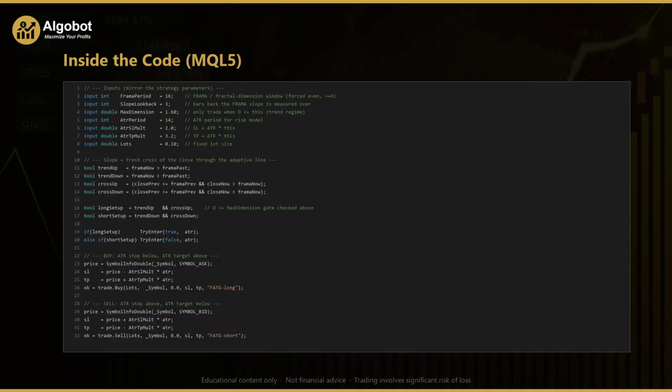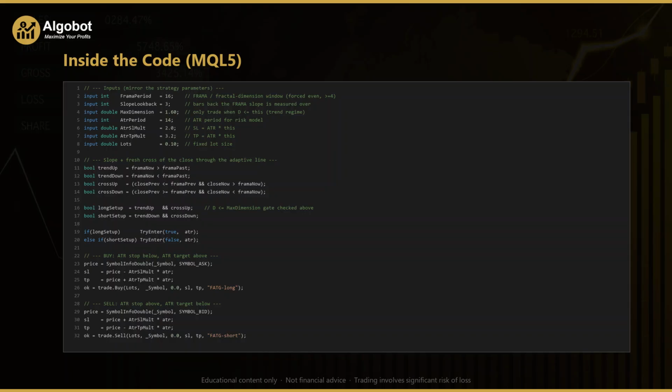Current close now below. A long setup requires both a rising line and an upward cross, and the dimension gate has already been checked above this point. A short setup requires a falling line and a downward cross. Whichever fires, the code calls try-enter.